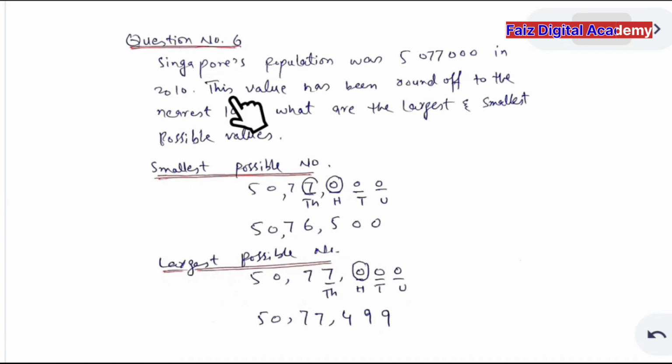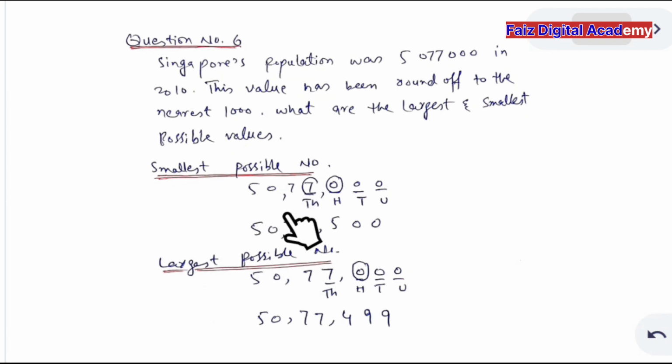In question number 6, Singapore's population was given, the population in 2010. This value has been rounded off to the nearest 1000. What are the largest and the smallest possible values? If we are given a number which is already rounded off to a specific level, then we have to find the smallest or the largest number.